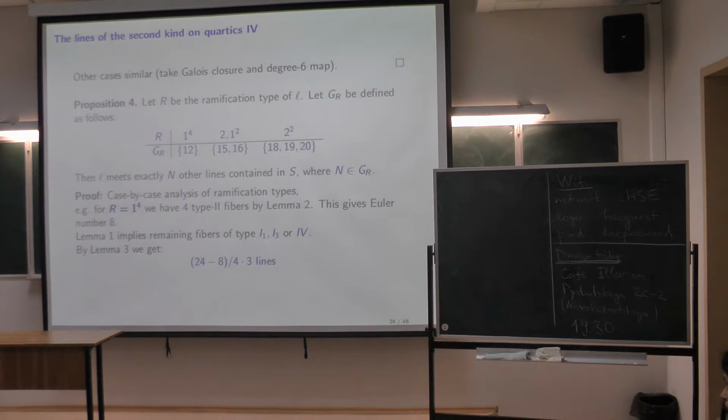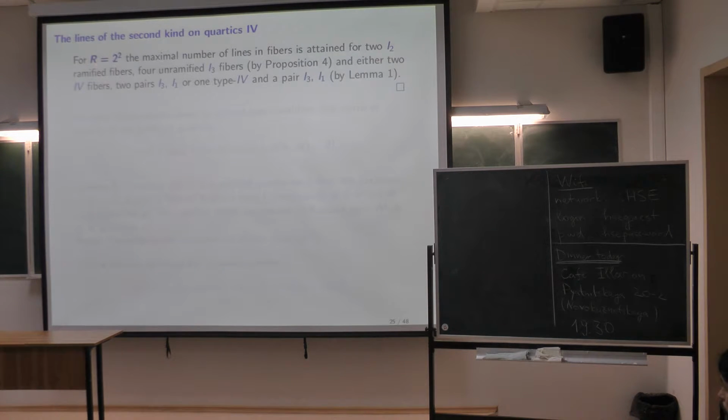Okay? The things get nasty in this case because for this ramification I might have 2 I2 fibers in the ramified fibers. This gives me 2 lines. And then I will have to pay for this I2 with 4 I3s. Because this is how it works. Whenever I have an I3, I have to pay with I1. For a pair, I pay with 2 I3s. And then I have still enough space to get either 2 type 4 fibers, or 2 pairs, or 1 type 4, 1 I3, I1. Okay? This is 20. This gives me 20.